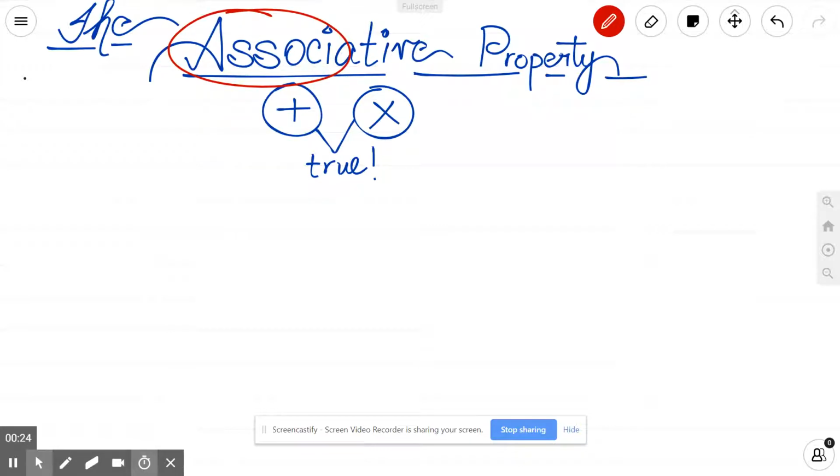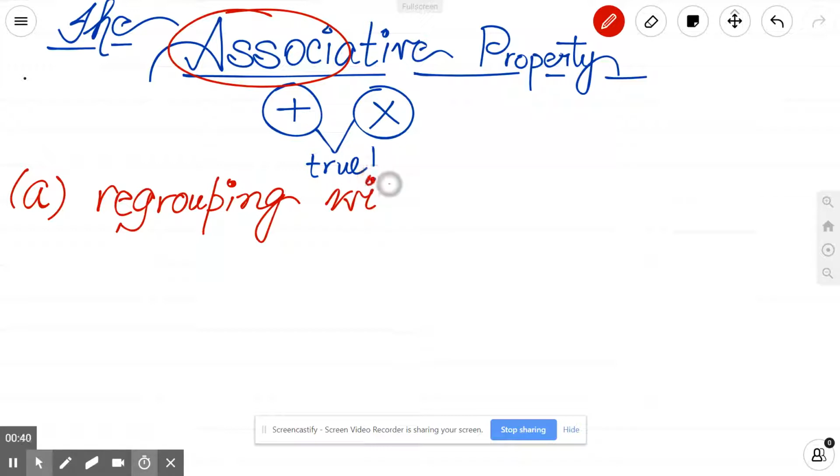So we'll start with the basic definition of the property. Association basically means regrouping with new people. Now, what does it mean in number sense form?